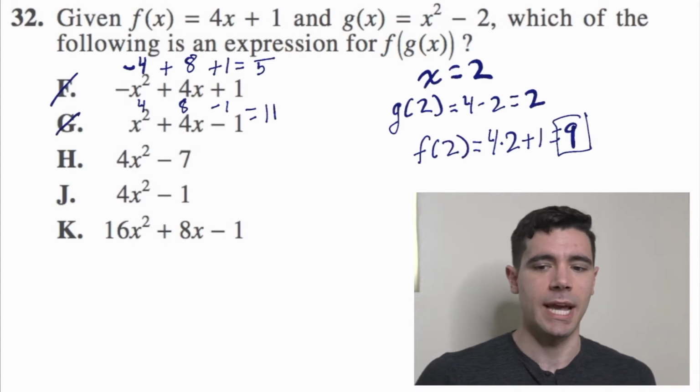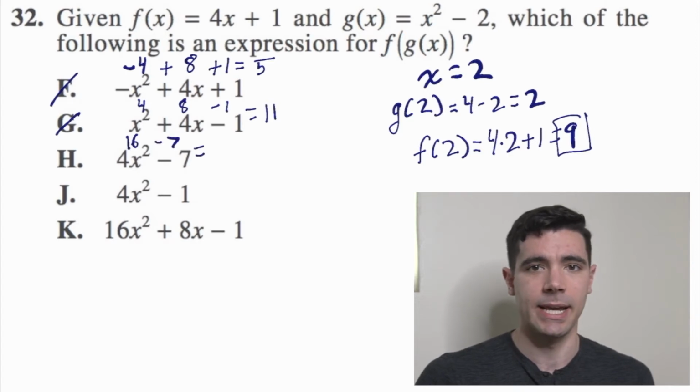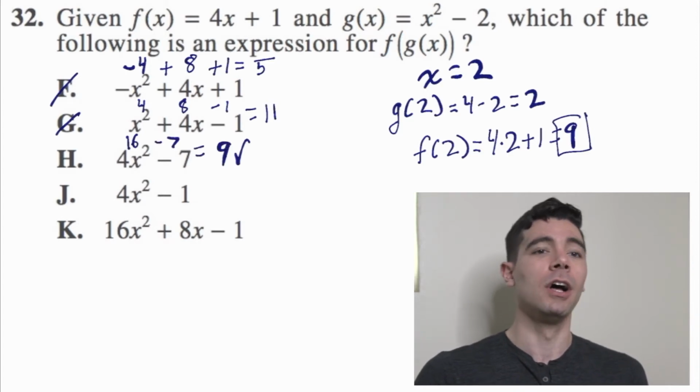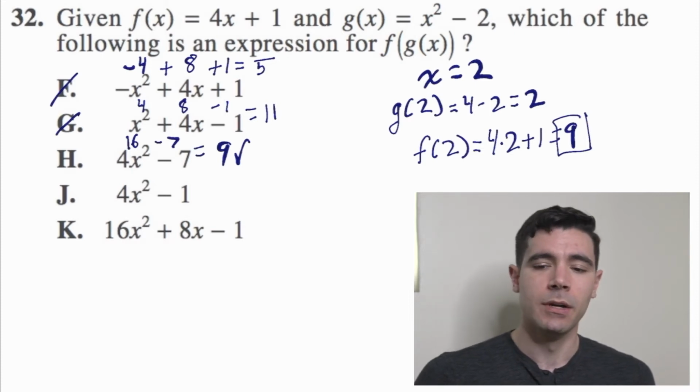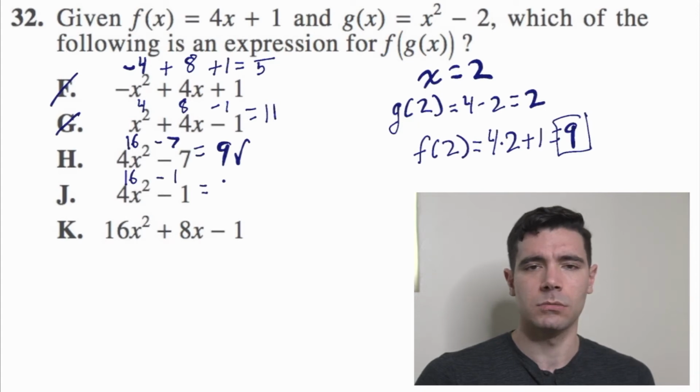Great. Let's move on to h. 4x squared. Well, x is 2, so that's 2 squared times 4, which would be 16 in all. Minus 7 is 9. Ha ha! Looking pretty good. So we're going to leave h around. Let's go on to j. 4 times, again, same thing, so this will be 16 minus 1. Well, no, that's not 9. So the answer is not j.